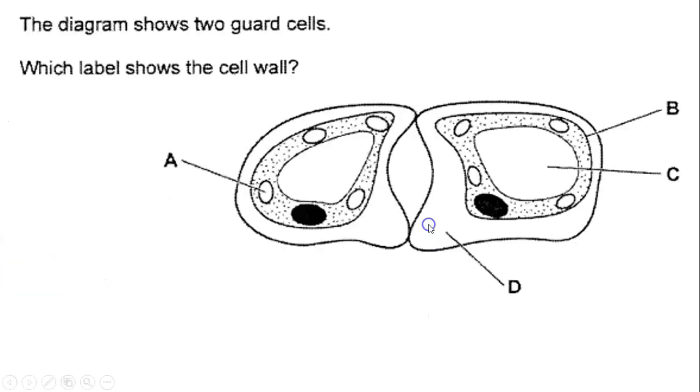Let's look at another question. The diagram shows two guard cells. Which label shows the cell wall? When he's asking about the cell wall, without thinking, it's the most outer layer. So in this situation, it is D.